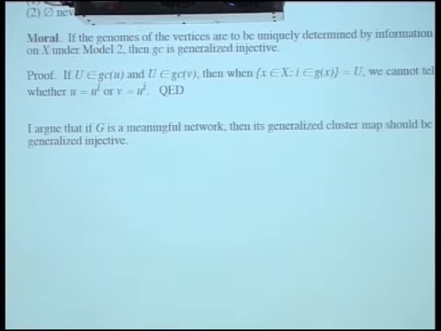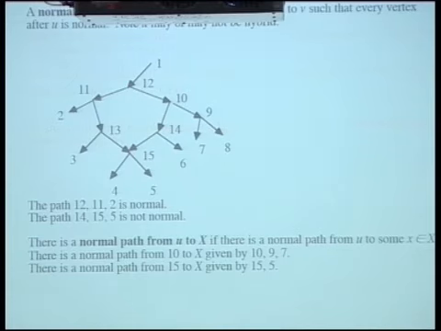I'm going to call the generalized cluster map generalized injective if no set appears in two different places. And then you might check you don't want the empty set to appear anywhere. I would argue that if the genomes of the vertices are to be uniquely determined by information on X under this more general model too, then GC should be generalized injective. The idea is that if it weren't, you couldn't tell where something originated. So I'm going to argue that for a meaningful network, its generalized cluster map should be generalized injective.